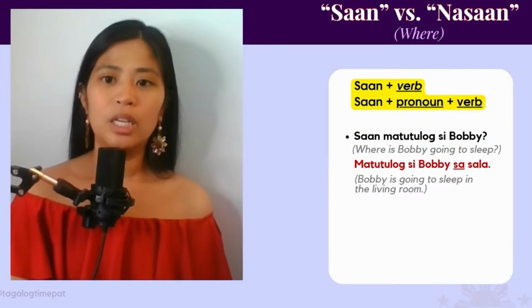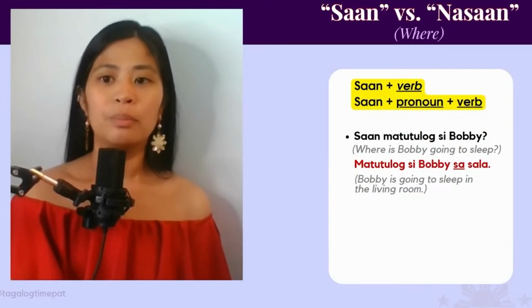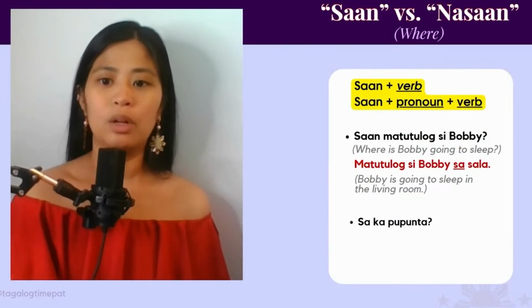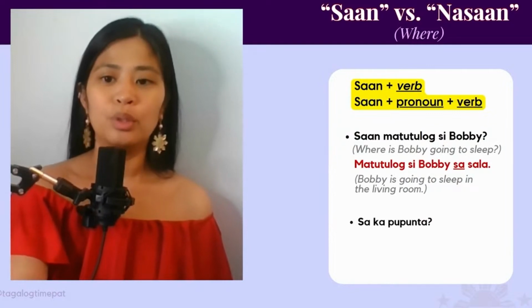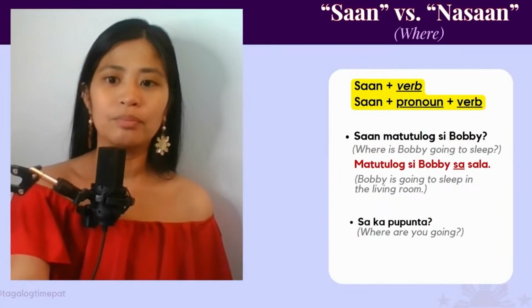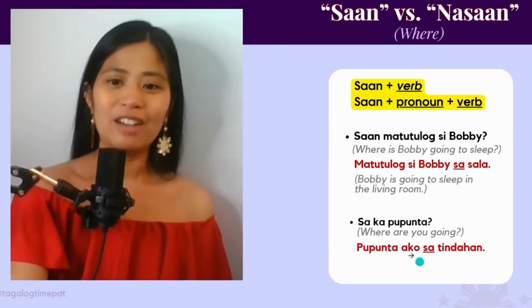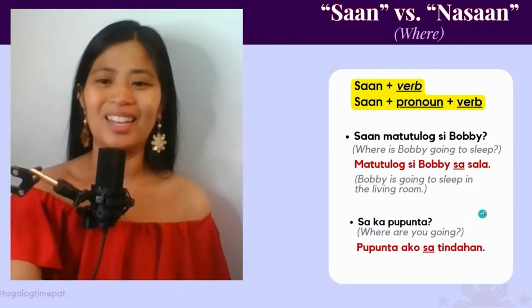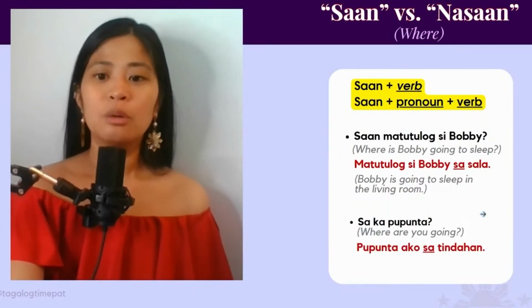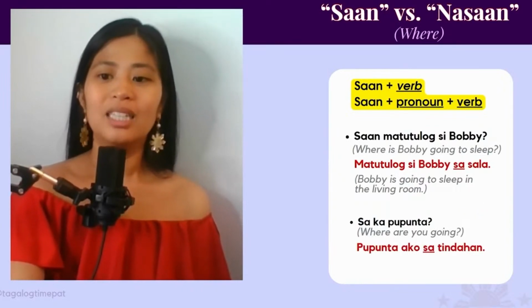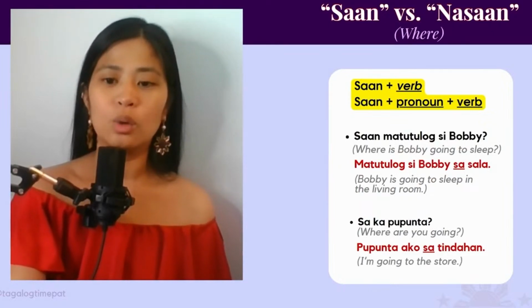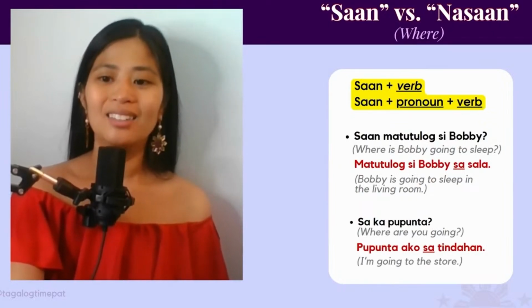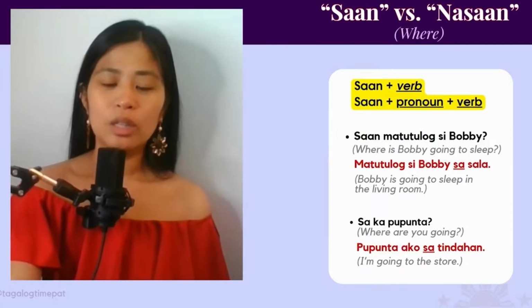Now, you might also hear saan plus a pronoun plus a verb. For example, saan ka pupunta? Where are you going? Saan ka pupunta? That should have saan. It just says sa there. Sorry about that. So then the response, pupunta ako sa tindahan. I am going to the store. Pupunta ako sa tindahan.